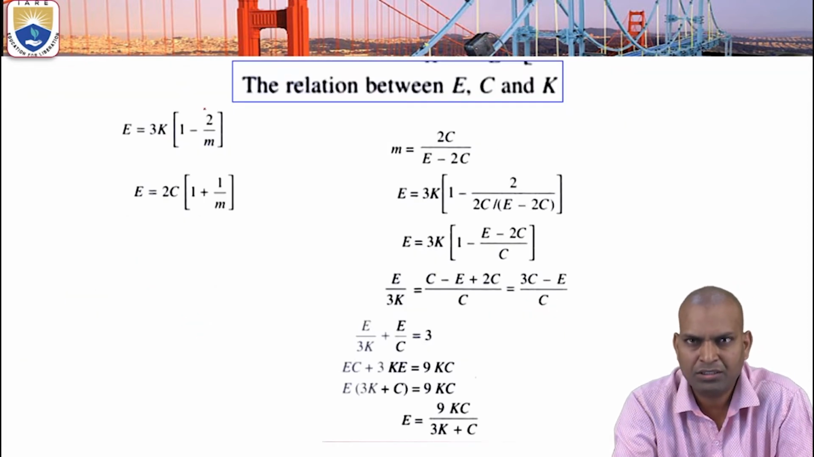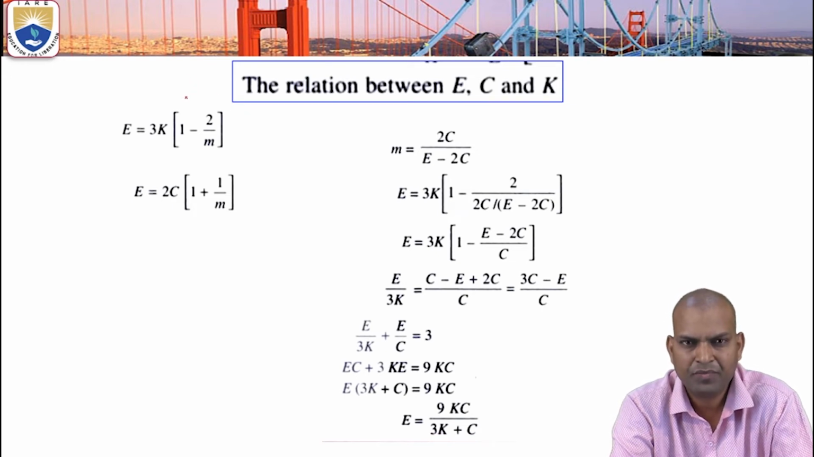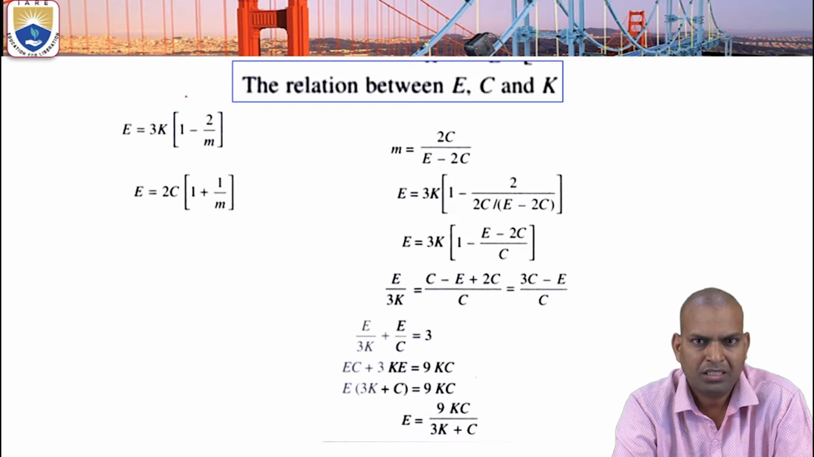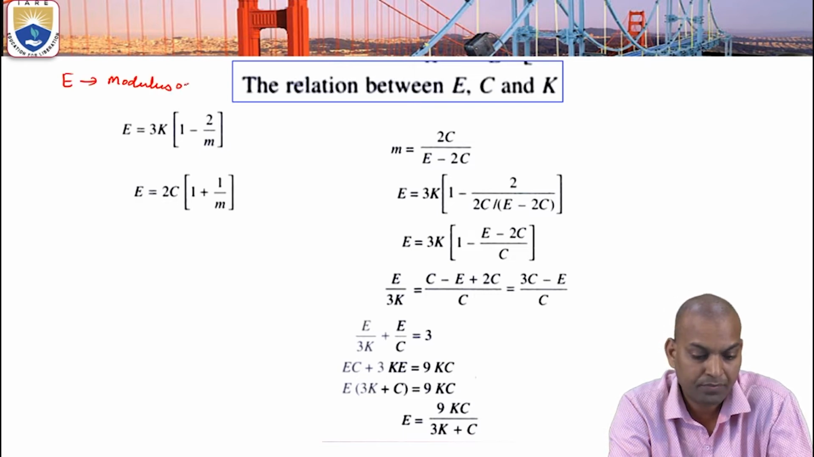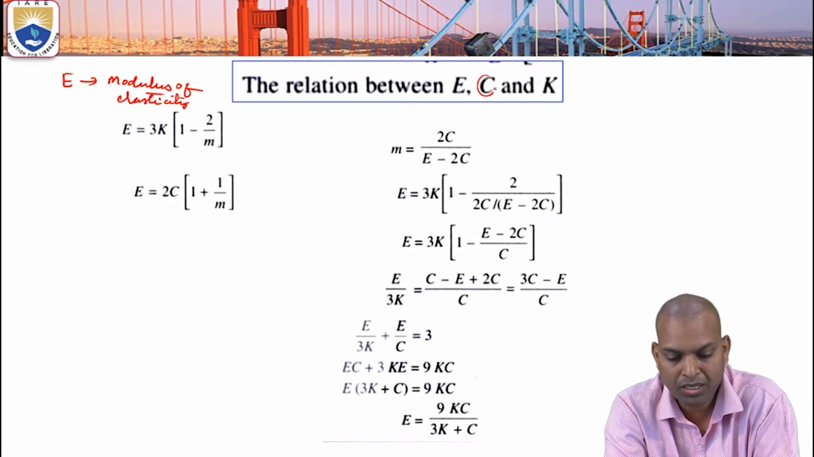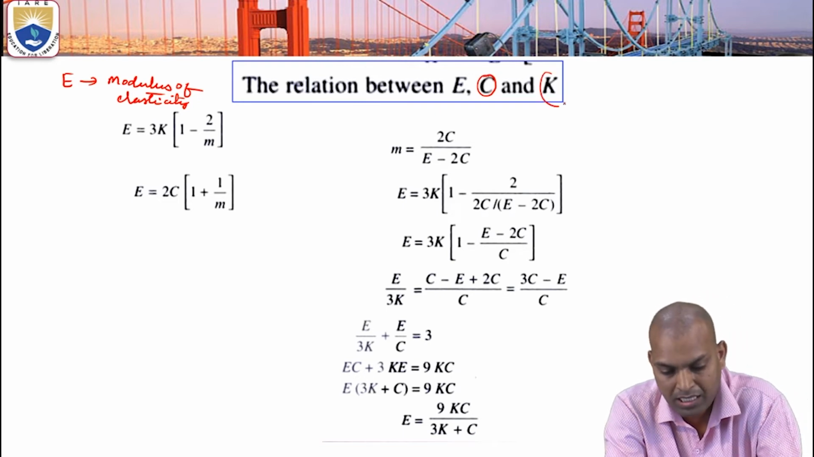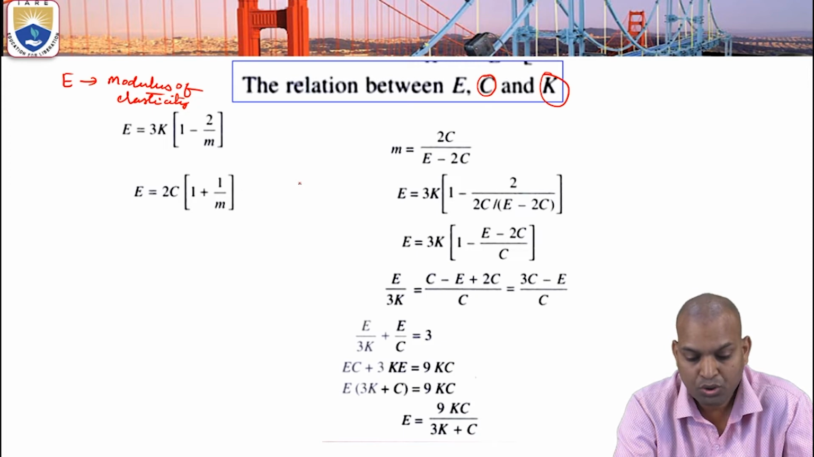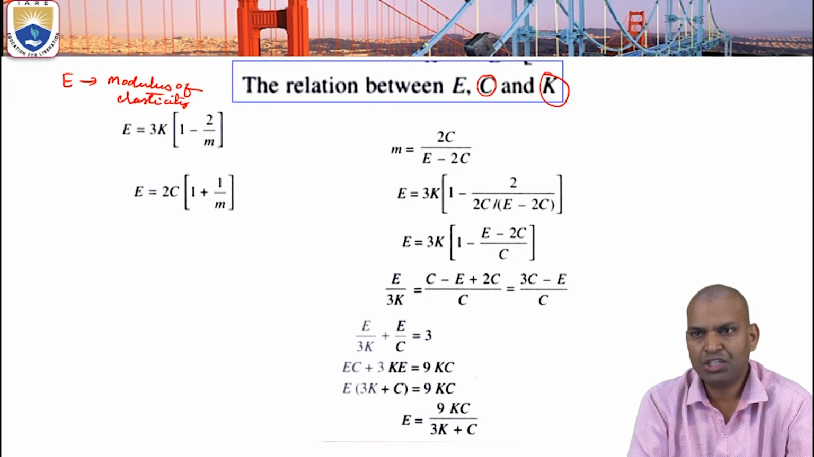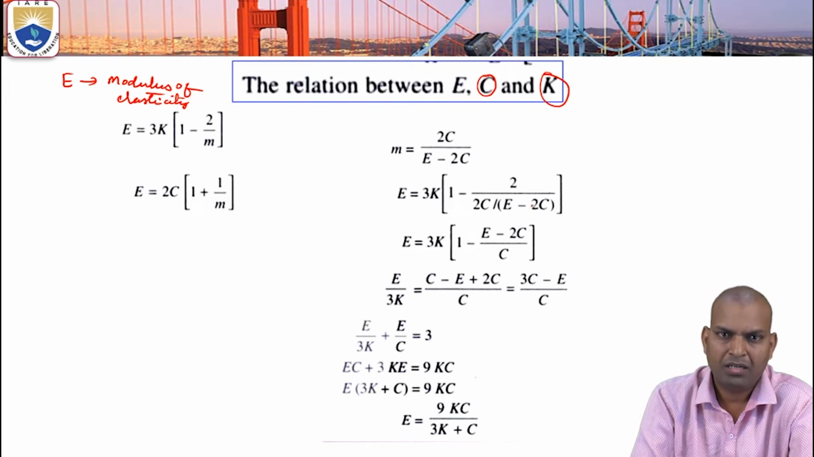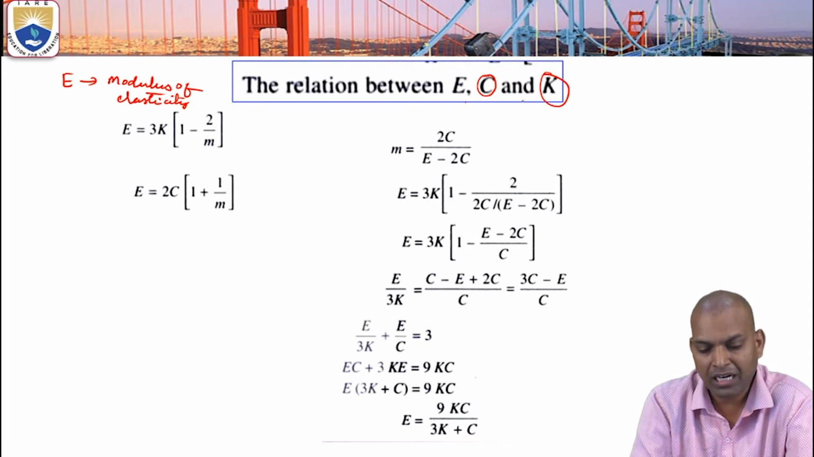Then the third part is the relation between the 3 elastic constants. The 3 elastic constants are E for modulus of elasticity, C for modulus of rigidity, K for bulk modulus. So far we studied the relation between E and C, and the relation between E and K. Now we are going to find the relation between E, C and K.